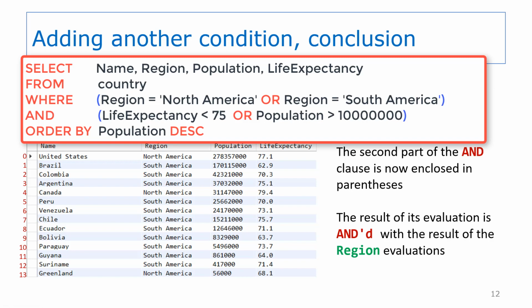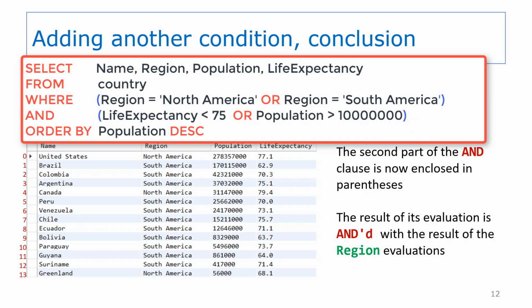So let's clean this up using the same technique that we've already used. We'll use another set of parentheses to override the order of precedence for the additional test. We've added parentheses around the life expectancy and population tests. In other words, we now have a condition that will return true if the life expectancy is less than 75 or if the population is over 10 million.